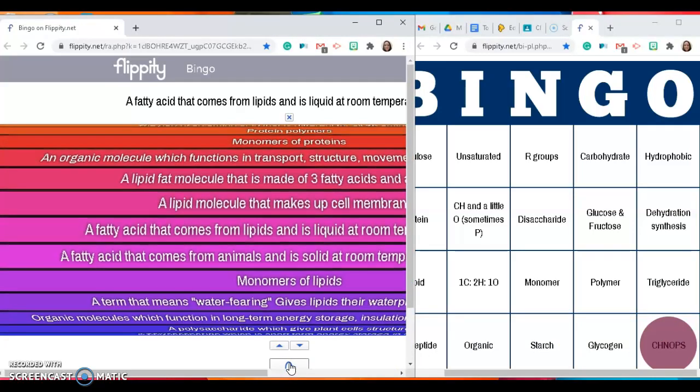until I get bingo. So, a fatty acid that comes from lipids and is liquid at room temperature. So that is unsaturated.